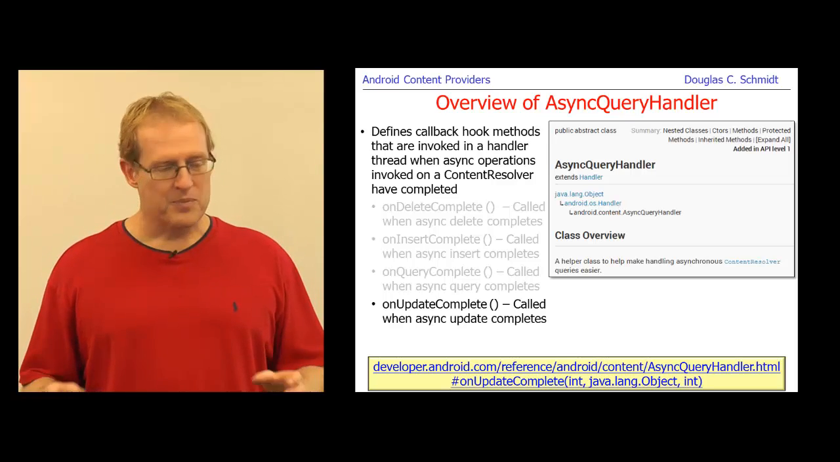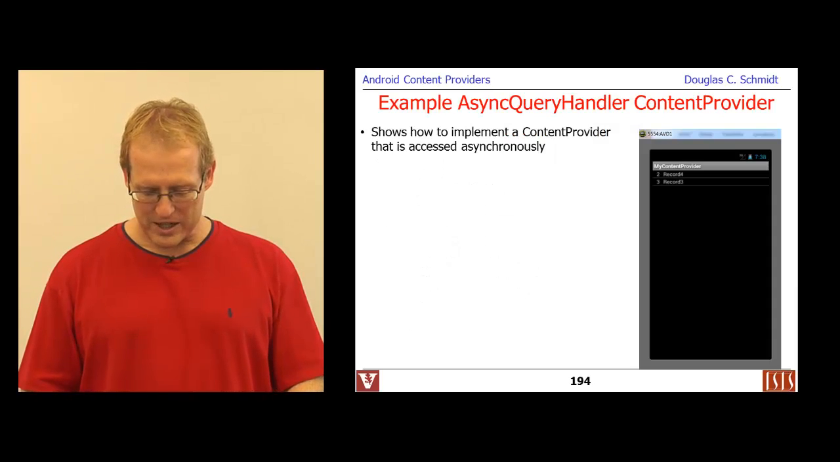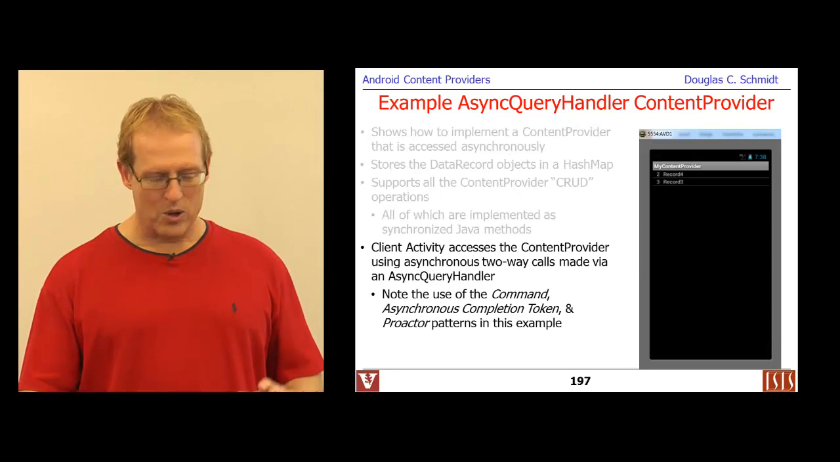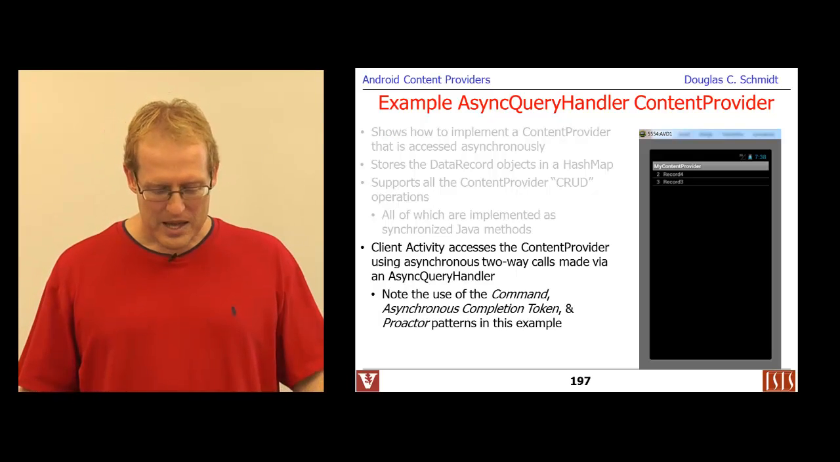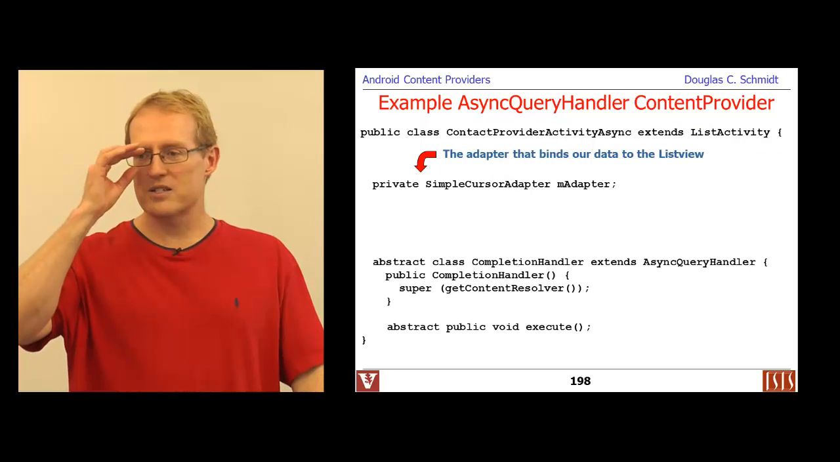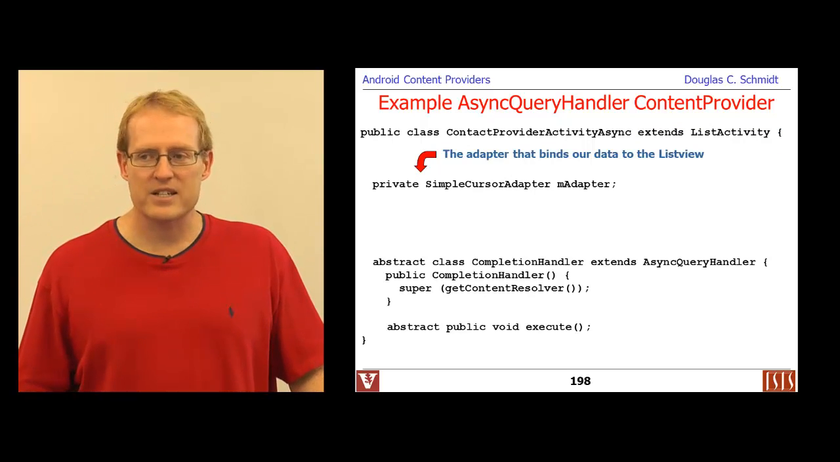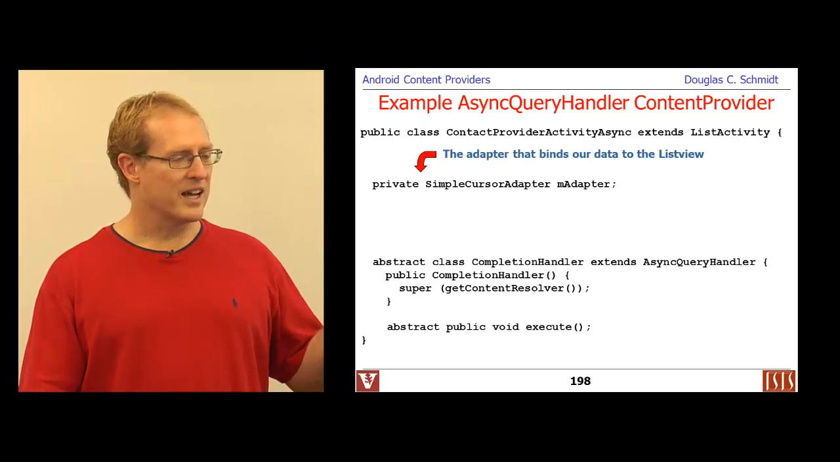Query Handler. And what it's going to do is it's going to actually implement a pair of patterns. It's going to implement the command pattern and the asynchronous completion token pattern. And the whole underlying framework implements the proactor pattern. We'll talk more about that in a second. The main thing that Completion Handler does, above and beyond what Async Query Handler does, is it defines an execute method, which is basically what you would get with the command pattern.